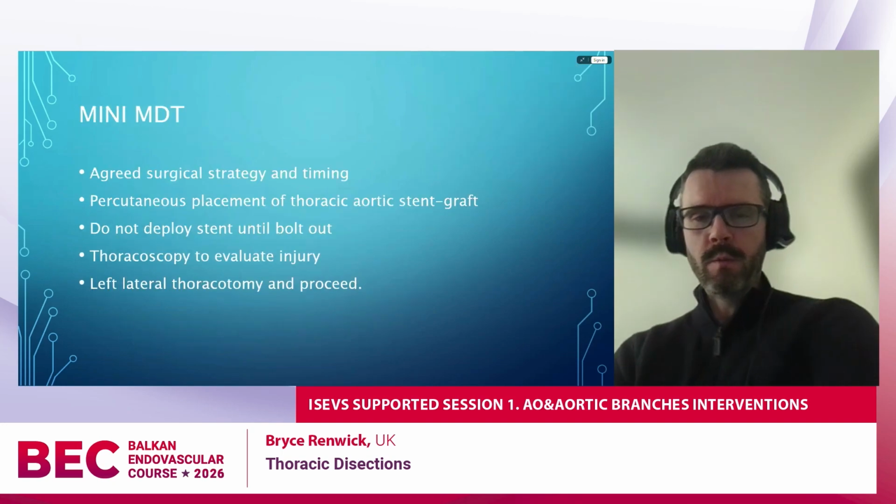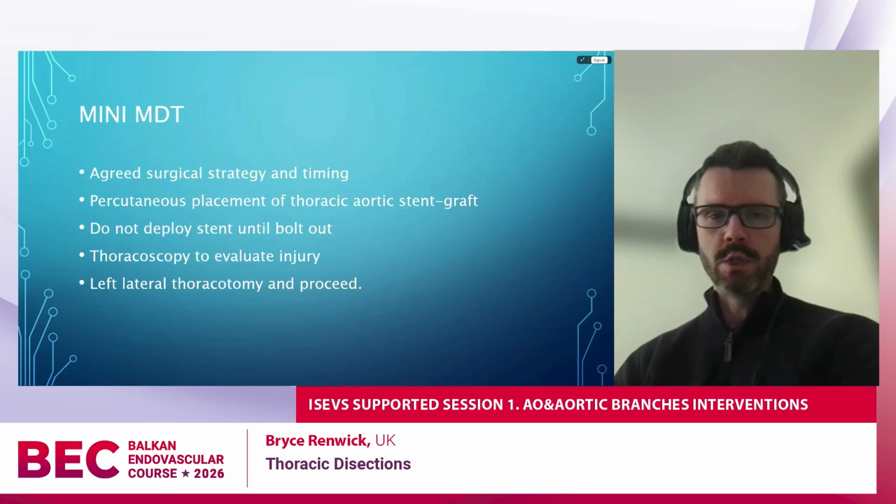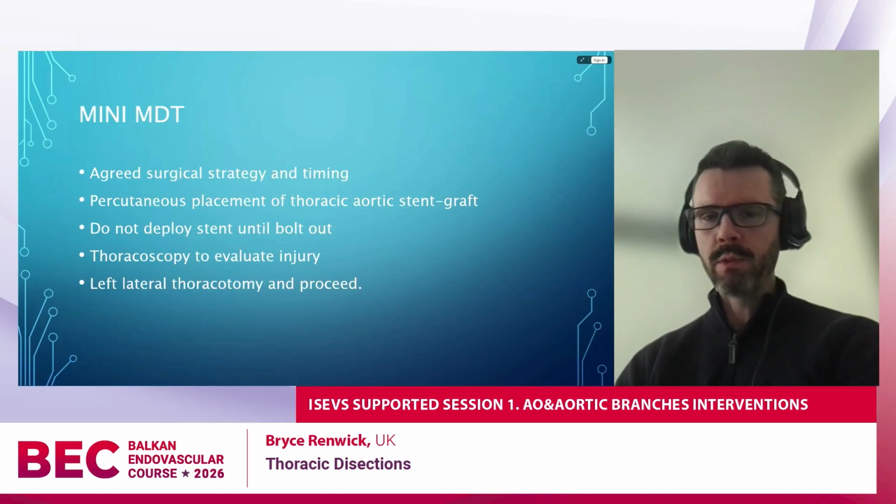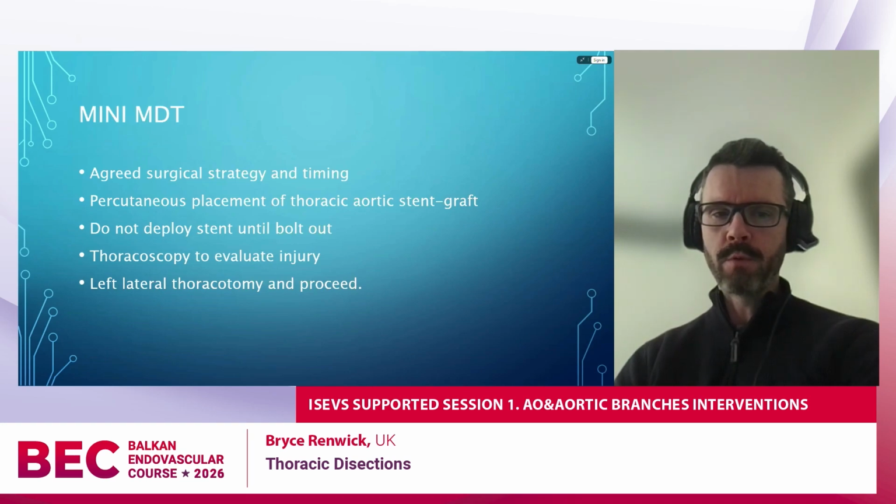So after a bit of discussion about this case, we all agreed surgical strategy and timing. I advised in conjunction with our cardiac surgeons that we put a percutaneously placed thoracic aortic stent graft up the descending thoracic aorta and leave it undeployed. And then it means that if we run into trouble or the quarrel becomes dislodged, we have the option to deploy the stent very quickly. But the provisional plan was to leave the stent undeployed, perform a thoracoscopy to evaluate the injury, and then open the chest from the left and proceed.